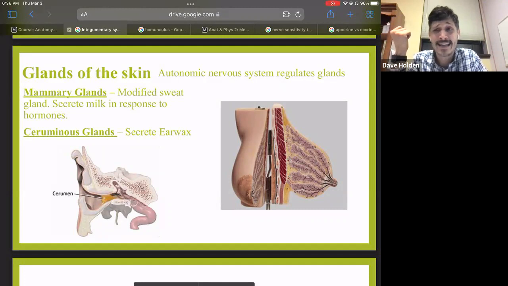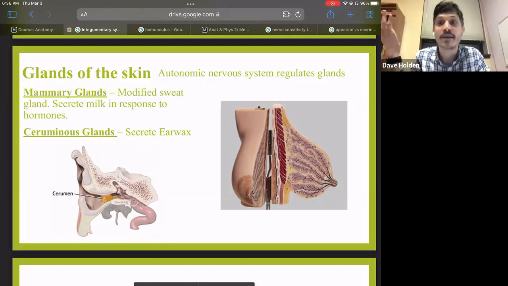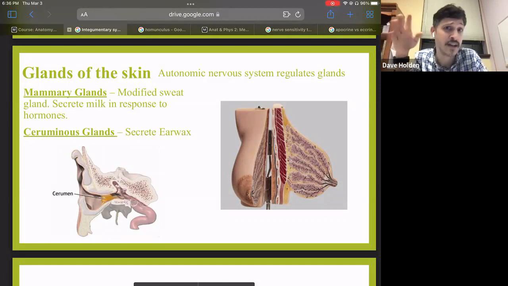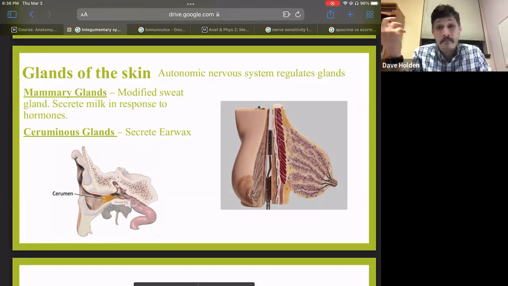Men can lactate. Men can produce breast milk. Number one, it's nowhere near the volume of breast milk that women will create. And number two, it is not guaranteed that every man will produce breast milk. We are just capable anatomically of doing it. Whether or not we physiologically will do it or not is a separate question. But men can lactate.